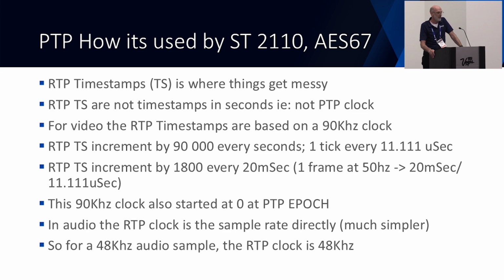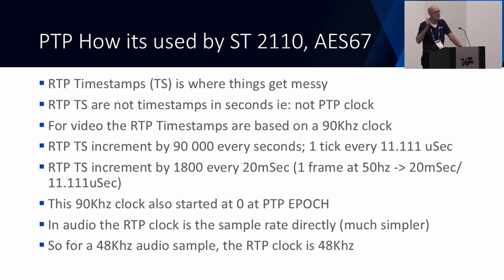RTP timestamp, it's where it gets a little complicated, okay? So it might surprise you to know that RTP timestamp is not actually a timestamp in seconds. That would have been a little too simple, I think. So somebody decided that RTP timestamps were based on a 90 kilohertz clock. Okay, so what that means is that RTP timestamps increment by 90,000 every second. A tick of RTP is 11.111 microseconds. And so an RTP timestamp increments by 1800 every 20 milliseconds.